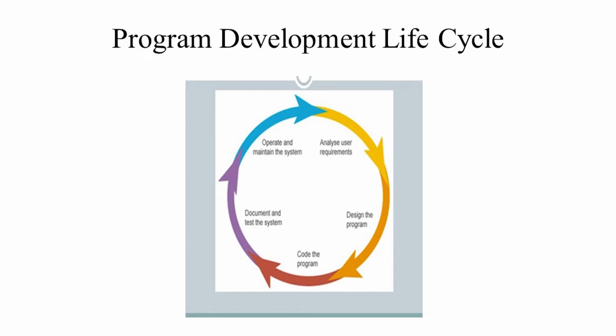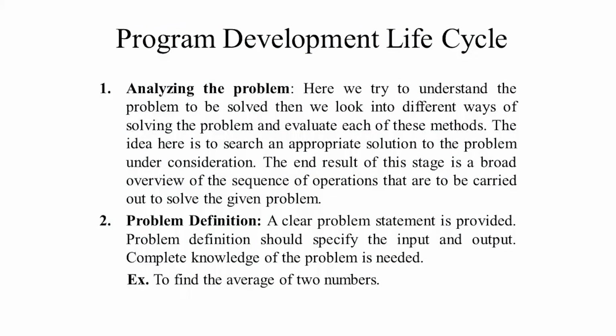Now let us look into the various steps involved in the program development life cycle. So the first step involved is to analyze the problem. Here the major thing is that we try to understand the problem to be solved, and then we look into the different ways of solving the problem and to evaluate each of these methods. The idea here is to search for an appropriate solution to the problem, and the end result of this stage is a broad overview of the sequence of operations that are to be carried out to solve the given problem.